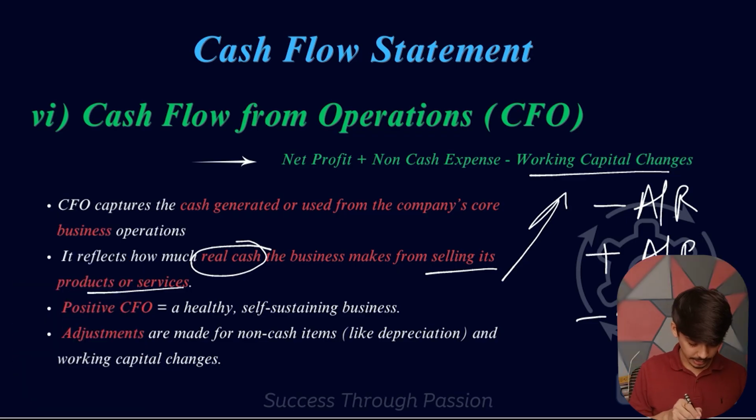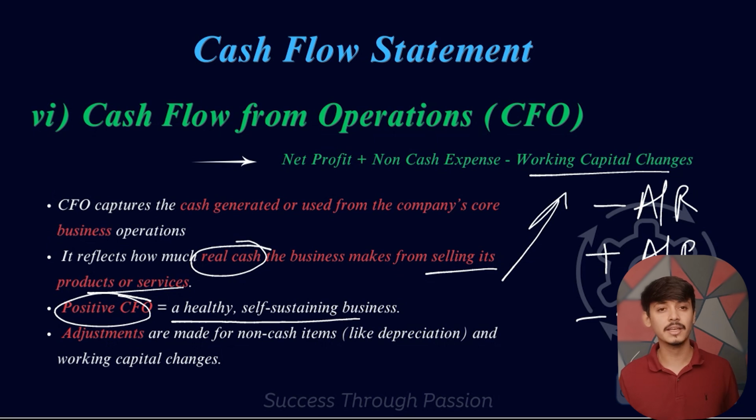The third point over here is positive CFO equals a healthy self-sustaining business. When we saw the previous example, we had a positive cash flow from operation of 50 rupees. That means that we are running positive cash flow, which is a good sign for the business as it can sustain on its own, and it does not need extra money from the outside to finance the business. Now in the opposite case, if we had gotten negative cash flow from operation, that is we had a lot of accounts receivable, they have increased from 100 to 200.